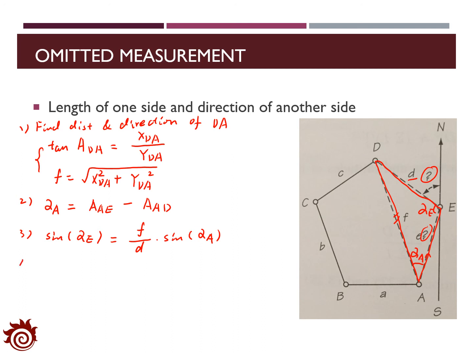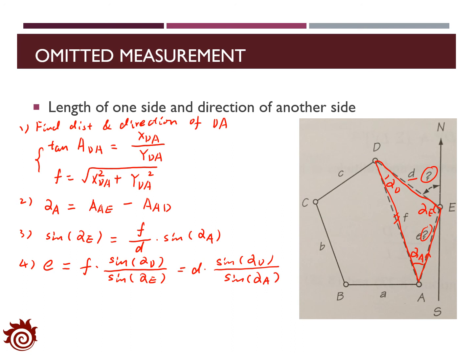And then for the distance, which would be the distance of the segment A to E, that is letter E, it's f times sine alpha D, which is the angle here, divided by sine alpha E. It also equals D times sine alpha D divided by sine alpha A. So these two are the equations for us to identify the direction of the line E to D and the distance of the segment A to E.